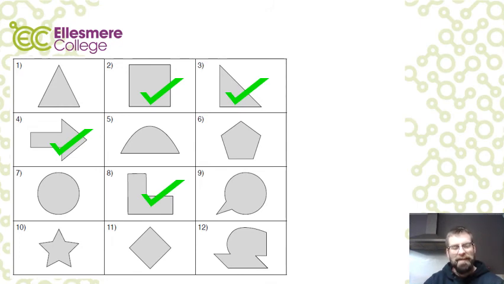11 is just a square on its side, so that has got 4 right angles. And then number 12, it's a bit tricky, but there is a right angle in the bottom right corner. So if you got those correct, well done. I'd suggest trying the video on obtuse and acute angles next.